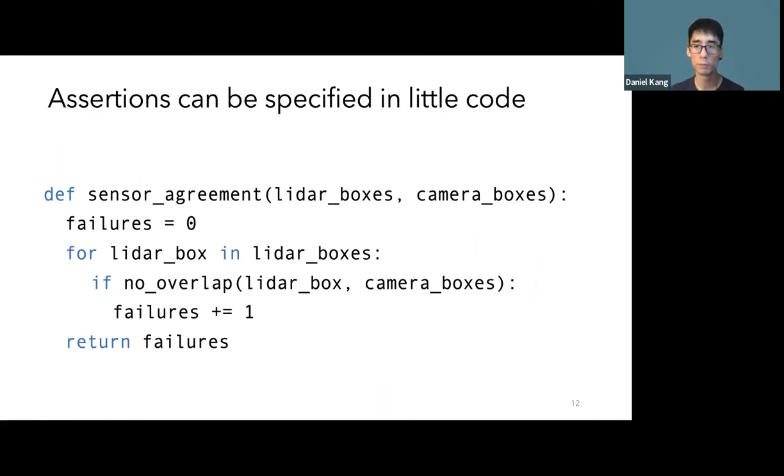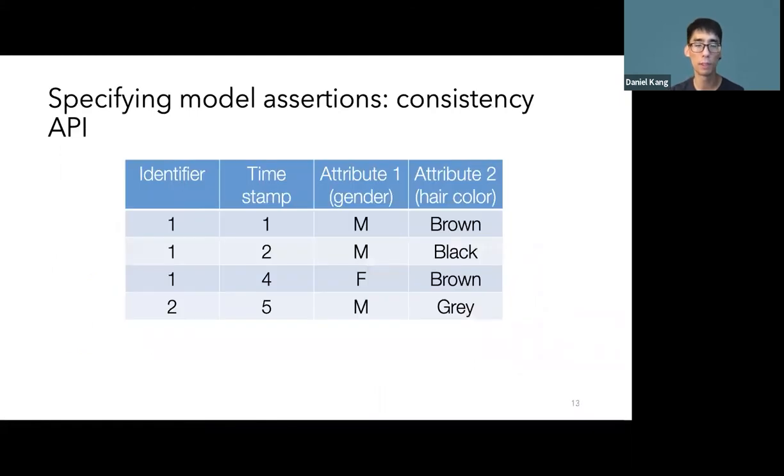In addition to specifying model assertions as black box functions, we can also specify model assertions via our consistency API we developed. The consistency API allows users to automatically specify two kinds of assertions. The first is that transitions cannot happen too quickly. For example, what I'm showing here is a unique identifier assigned to an object or thing where it appears in timestamps 1, 2, and 4, but not in timestamp 3. And this would trigger an assertion.